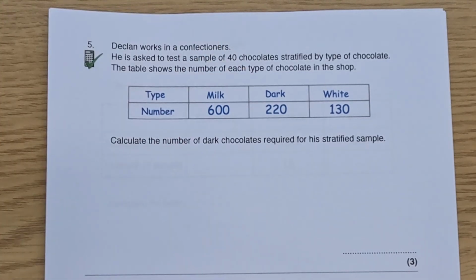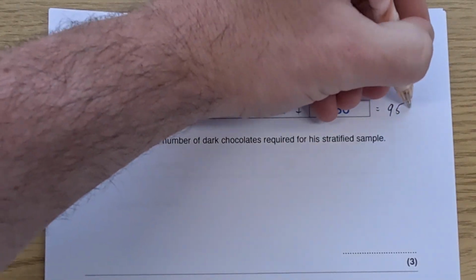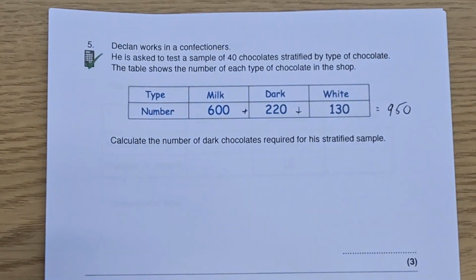So let's work out how many chocolates there are all together. This is a calculator question, so that's quite nice. We can just add together 600, 220, and 130. And when we add those together, that's equal to 950. So there's 950 chocolates all together.